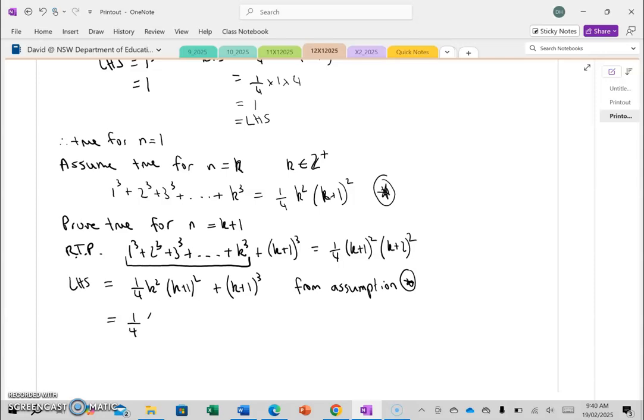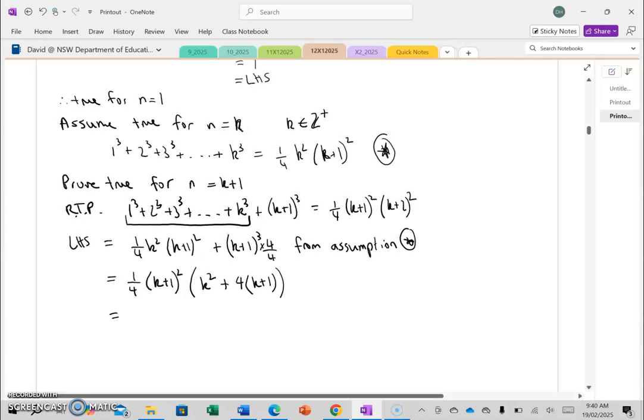So 1 quarter k plus 1 all squared. Okay, so what's left for the first term is a factor of k squared. What's left for the second term now? If I've factored out 1 quarter, you can imagine writing it as 4 over 4. You've factored out the quarter, you've still got a 4 here. And because it's k plus 1 cubed, I would still have one factor of k plus 1.